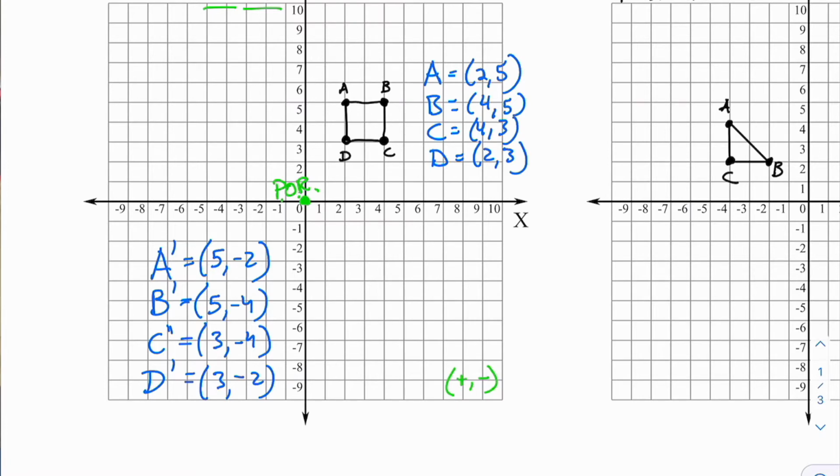So A prime is going to be at 5 and negative 2, which is here, A prime. B prime is going to be at 5 and negative 4, which is down here, B prime. C prime is going to be 3 and negative 4, which is here, C prime. And D prime is going to be 3, negative 2, which is here, D prime. So I have all those labeled properly now, and I have them connected. So there we have our new image of the rotated square 90 degrees clockwise. The last thing I'm missing here is I need to connect with an arrow to show the direction of our rotation.